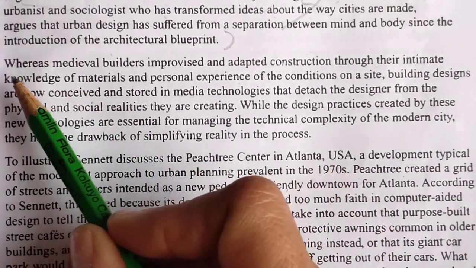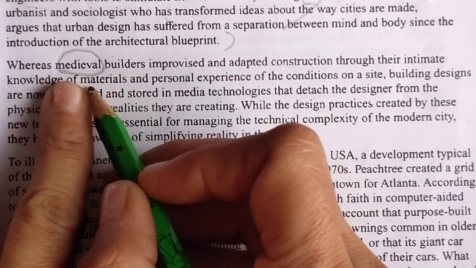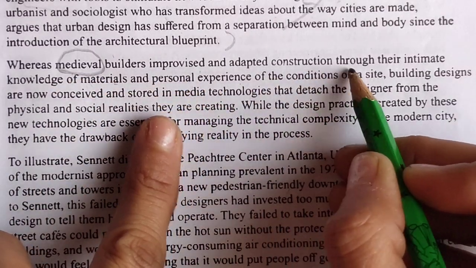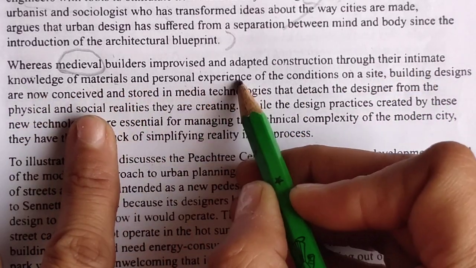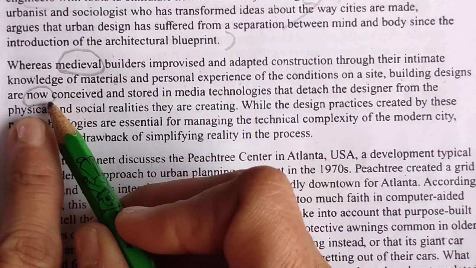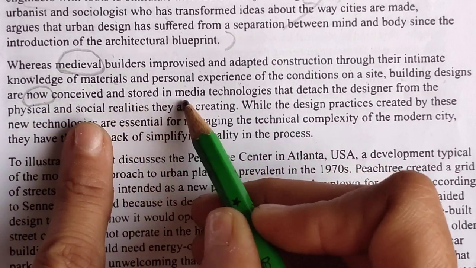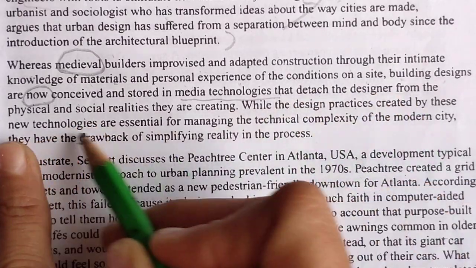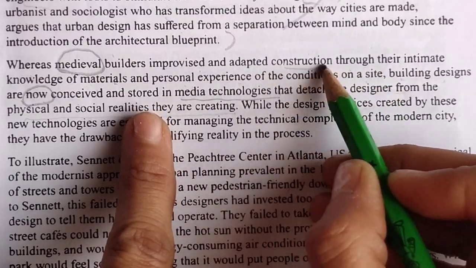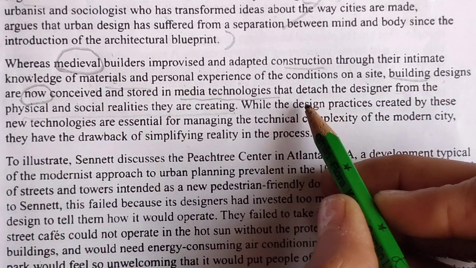Now read it with me. C paragraph. Whereas medieval, what is medieval? Past, early ages. Medieval builders improved and adapted construction through their innate knowledge of materials and personal experience of the conditions on a site. Building designs are now, as I told you, for the present, modern times, conceived and stored in media technologies, designed apart from physical social reality. So here they have told about construction through innate knowledge of materials. So, building designs. Okay, let's go to the options.